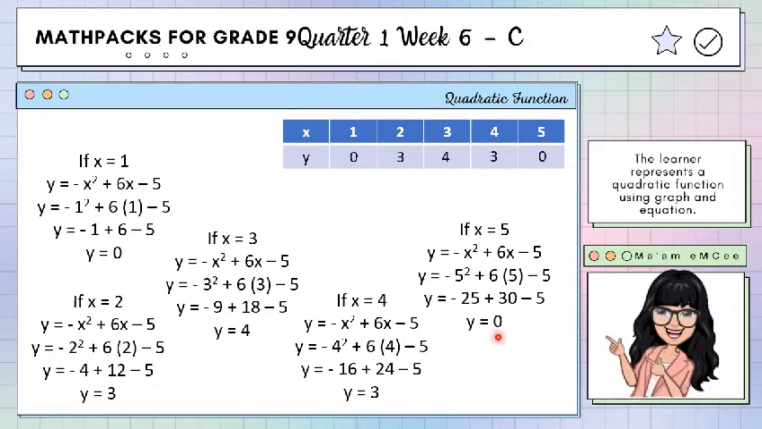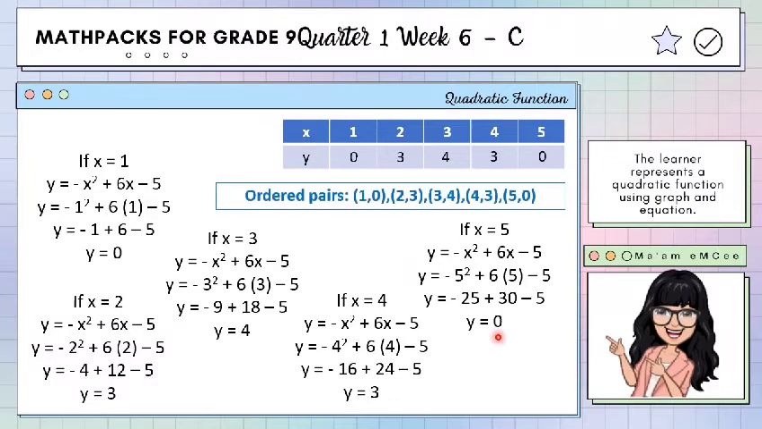Now we will be getting our ordered pairs. In making our ordered pairs, remember, the first element is always the value of x. So the first ordered pair is the pair of 1 and 0. 1 is our x, 0 is our y. So we have the first ordered pair to be (1, 0).